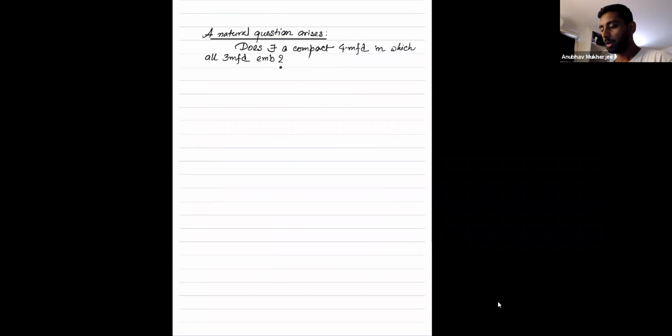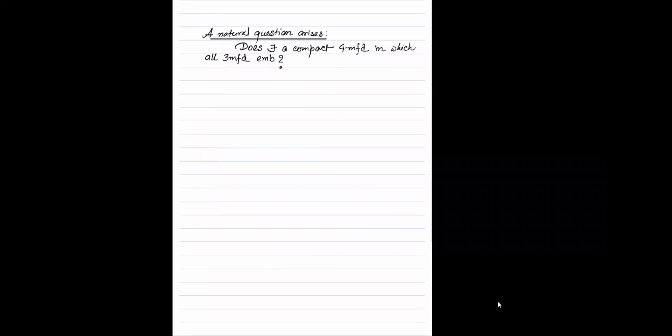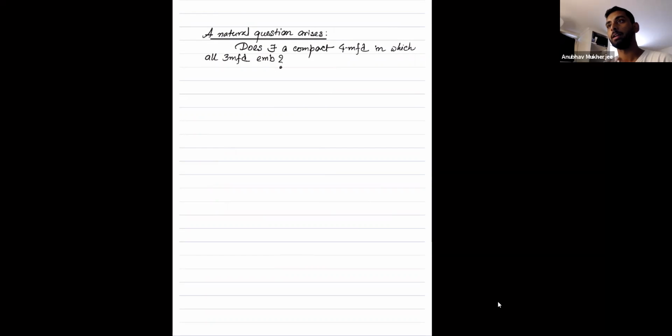So a natural question arises: fine, we cannot embed in S^4 smoothly, but does there exist a compact 4 manifold in which all 3 manifolds embed? For example, 2 manifolds, that is surfaces, can be embedded in a fixed 3 manifold. Similarly, it was recently proven that all 4 manifolds can be embedded in a fixed 6 manifold, in particular CP^3. So one can hope that maybe there exists some 4 manifold where all 3 manifolds can smoothly be embedded.